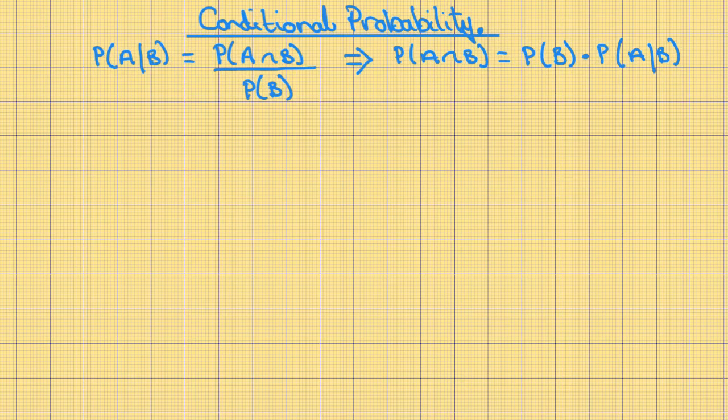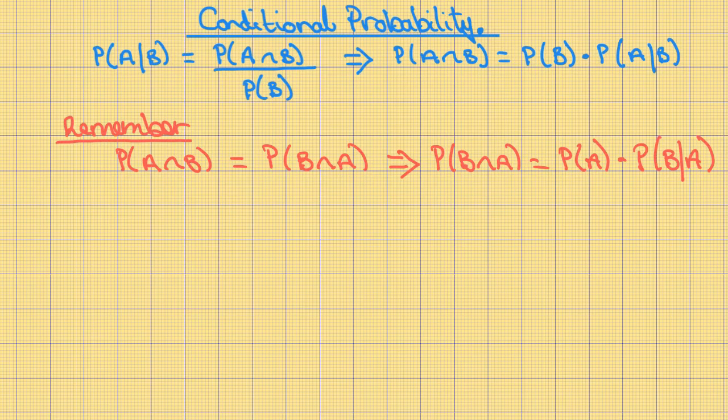Conditional probability. The probability of A, given that B has already occurred, is equal to the probability of A and B divided by the probability of B. Therefore, if you rearrange that equation, the probability of A and B is equal to the probability of B times the probability of A, given that B has already occurred.